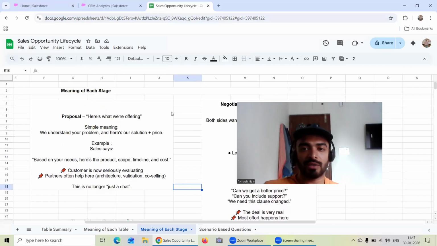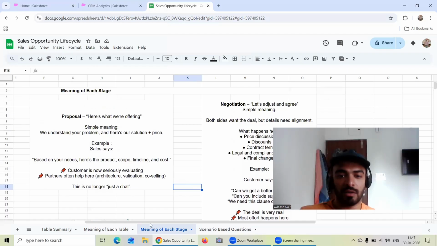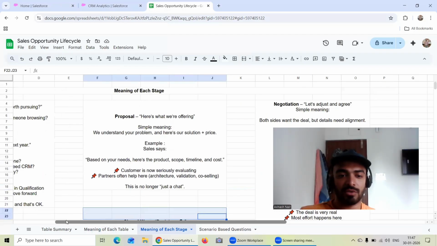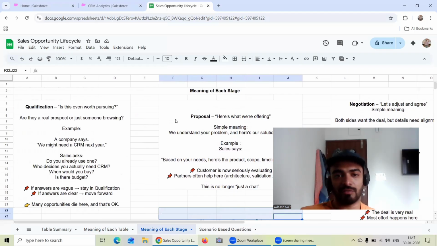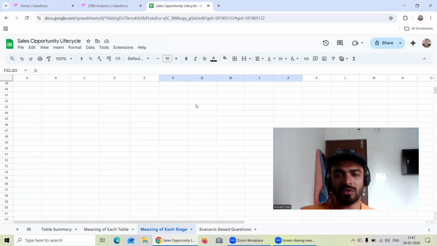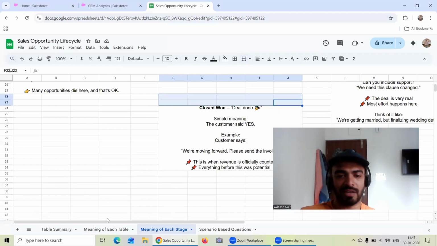So, proposal, negotiation, qualification, all of this is when it's a potential. Finally, when it is closed won, I'm getting the money, getting the revenue. So this is about the meaning of each of the stages which we have, right?